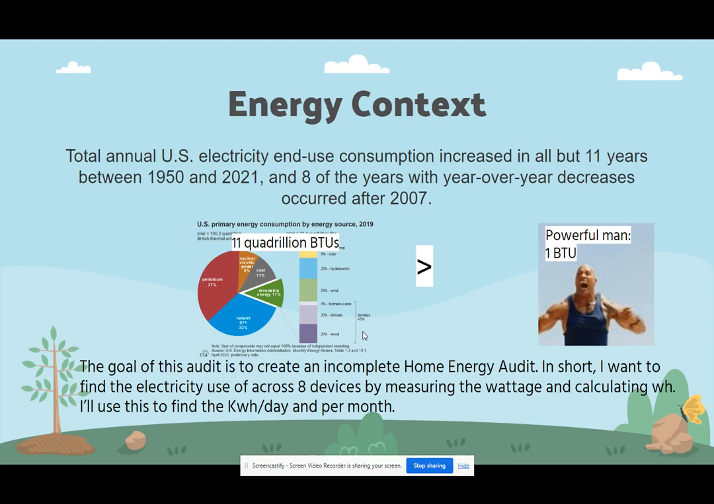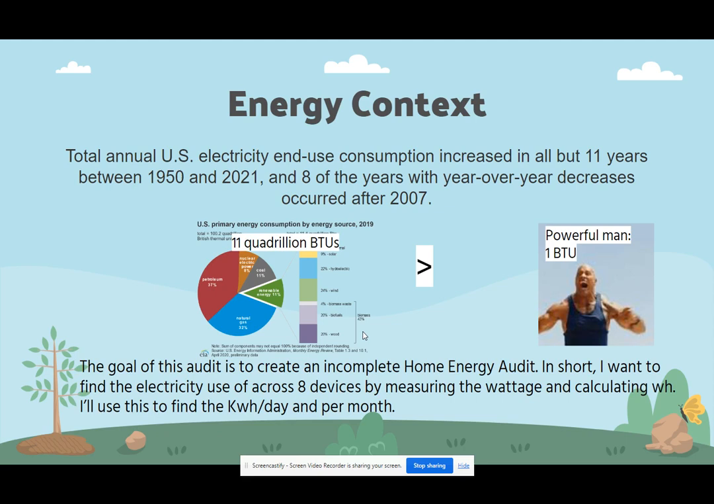Total annual U.S. electricity end use consumption increased in all but 11 years between 1950 and 2021, and 8 of those years were with year over year decreases occurring after 2007. Pretty much for the most part, our energy consumption has been going up, and that is not a good thing because our primary energy sources are non renewable sources.